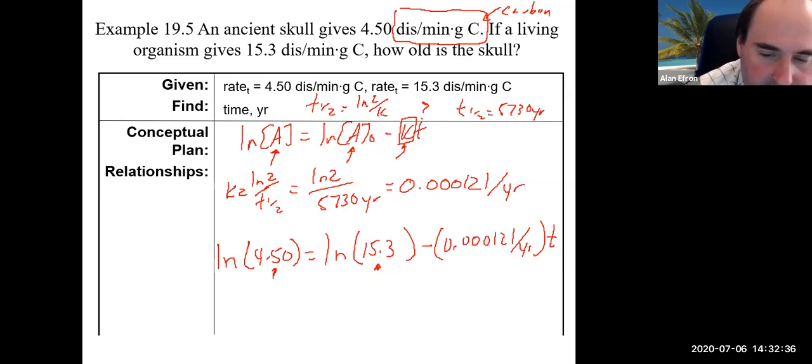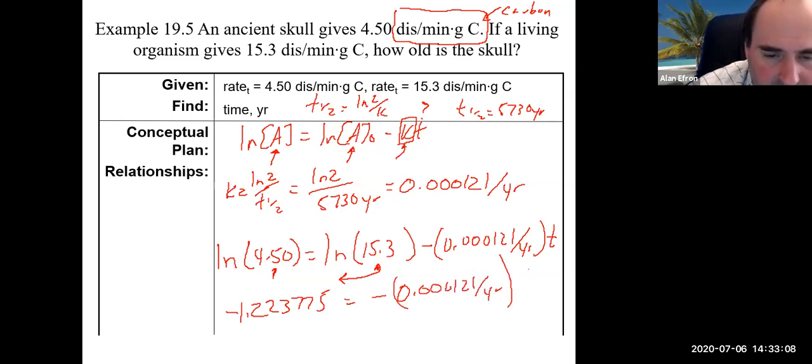So at this point, we could clean up some stuff here. What I'm going to do is take the natural log of 4.5. I'm then going to subtract it from the natural log of 15.3. So I'm basically taking this guy to the other side, right, and subtracting it. That gives me minus 1.223775 equals minus 0.000121 years divided by T.